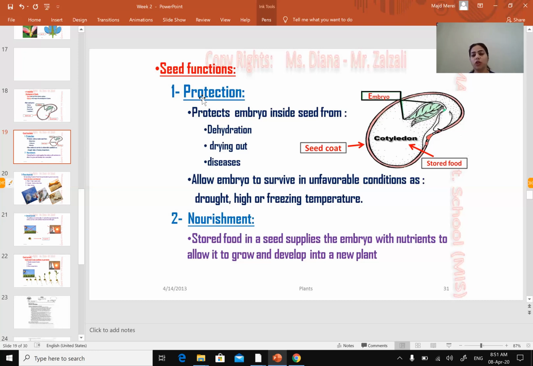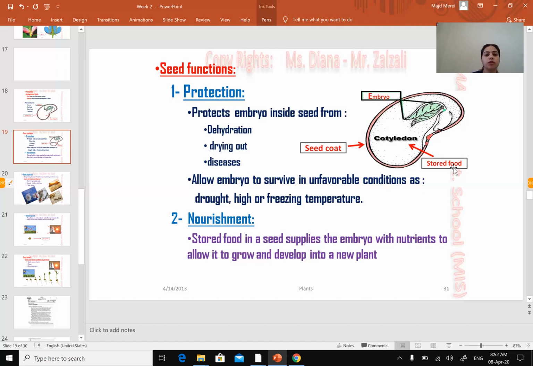The second function of seed, nourishment. Immediately, once you hear the term nourishment, you always remember what? Nutrients. So you have to remember the stored food. Stored food in a seed supplies the embryo with the nutrients to allow it to grow and develop into a new plant. When we planted the seeds, okay, waiting for the plants to grow, these seeds, they need energy. This energy needs food, so they will start to use the stored food, okay? So seed provides protection, nourishment.